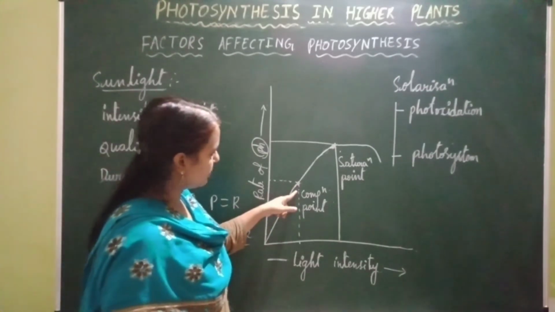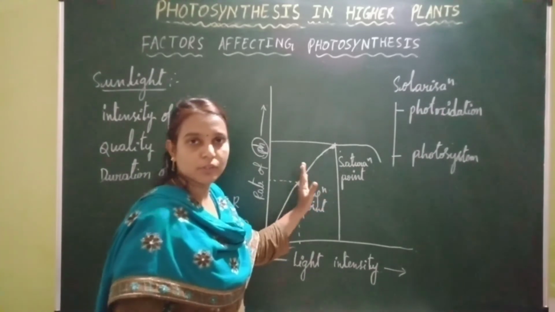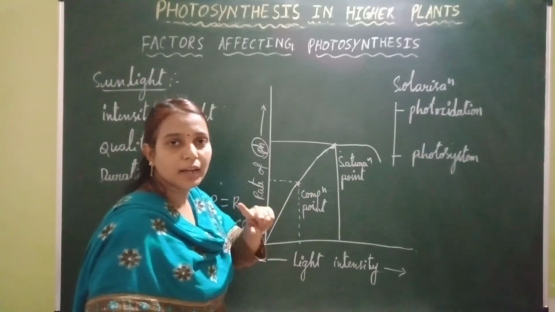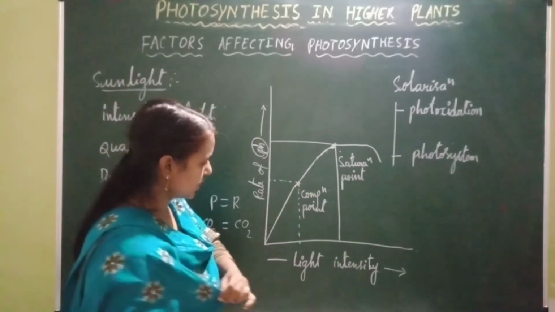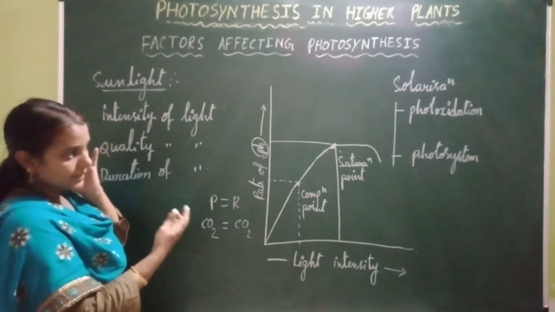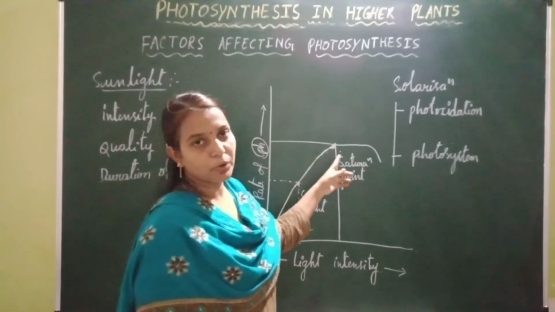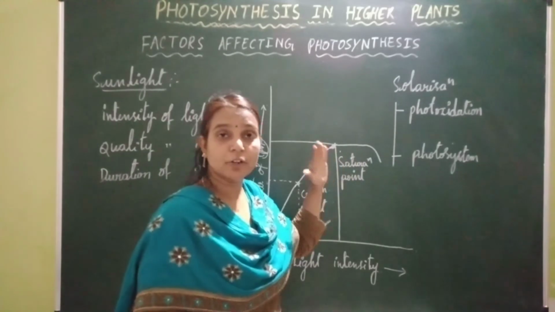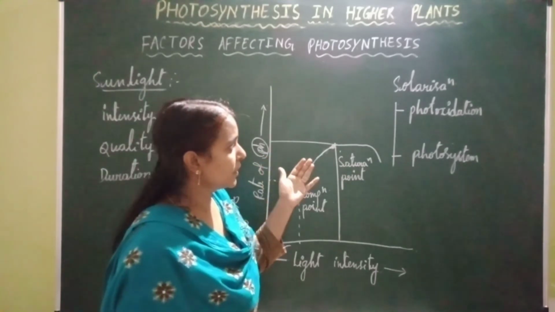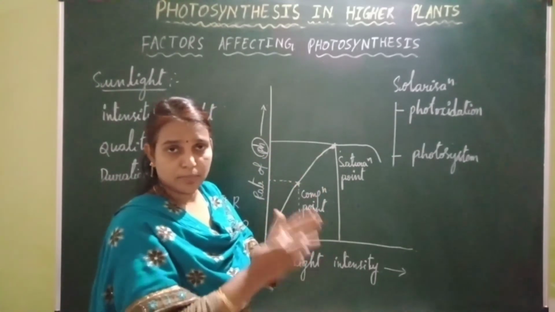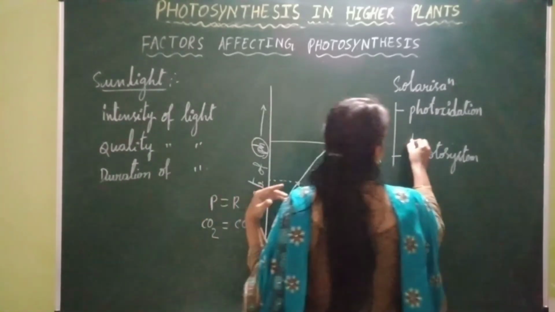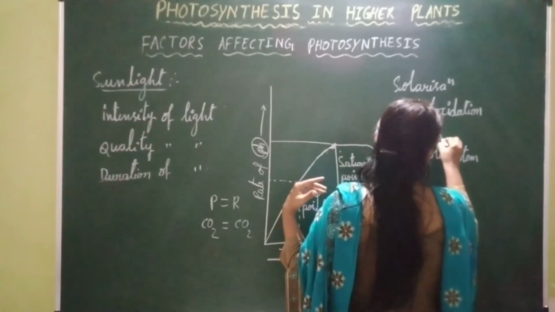After this compensation point, if the light intensity goes on increasing, the rate of photosynthesis increases and reaches a point called the saturation point. The saturation point is where the maximum rate of photosynthesis is reached. The light intensity at which the maximum rate is reached is called the light saturation point. After this saturation point, if the light intensity goes on increasing, the rate of photosynthesis decreases because of solarization. This is caused by photooxidation, the breakdown of pigments by sunlight, and the inhibition of the activity of photosystems.